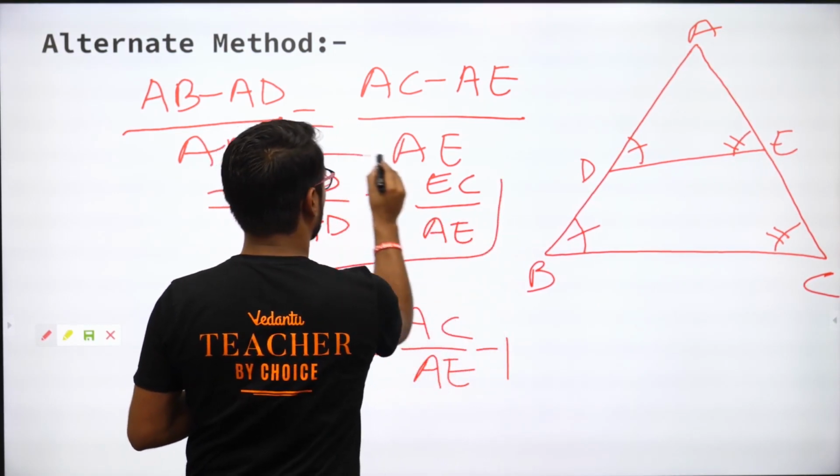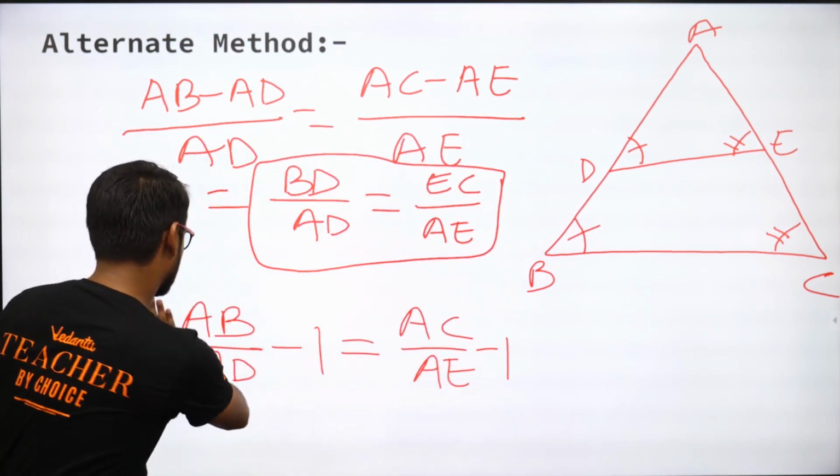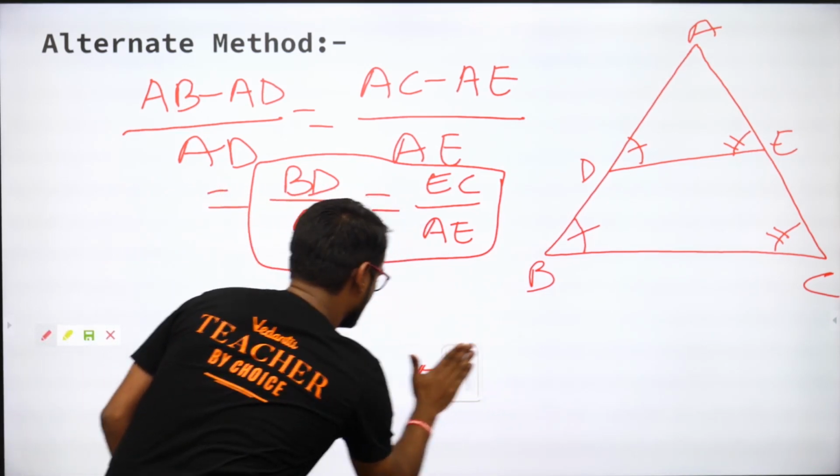And this is not the required thing. What we needed to prove? We needed to prove something else. So here I am going to rub this and I am going to show you this thing.